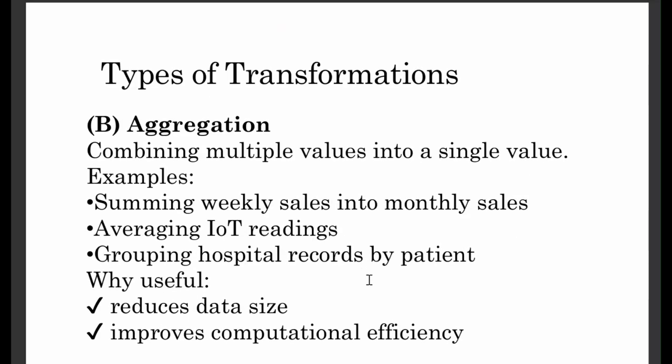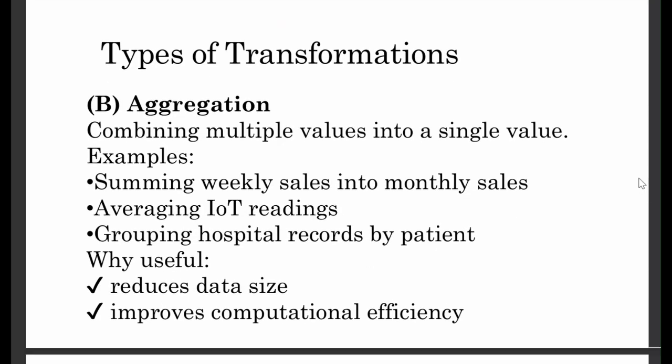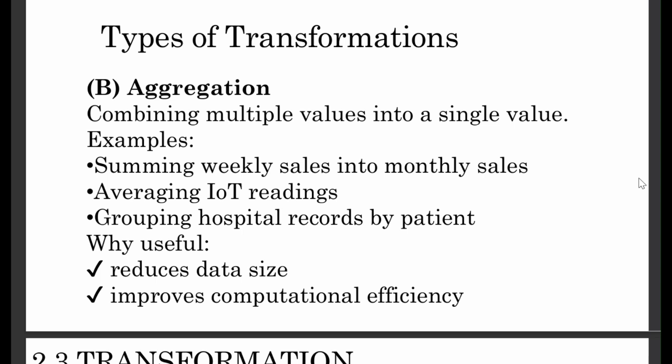Now, coming to types of transformations. Second method, aggregation, combining multiple values into a single value. Examples you encounter every day: summing daily sales figures into weekly totals and then weekly totals into monthly figures. Averaging IoT sensor readings over a time window to reduce data flow. Grouping hospital records by patient to create a single summary record per patient.